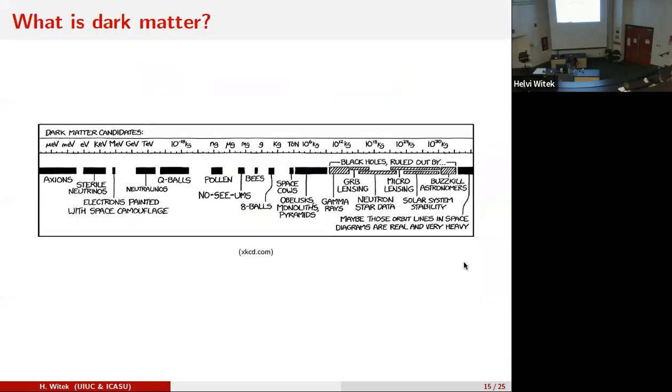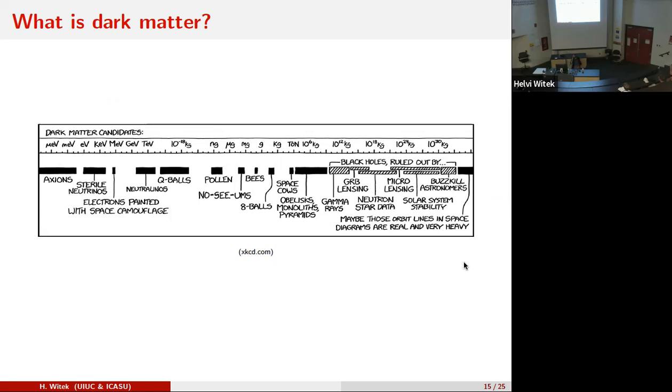And of course, there are many different ideas floating around. I decided to bring you a funny one from XKCD comics, where they show dark matter candidates all the way from micro-electron volts up to 10 to the 30 kilograms, which is like the mass of the sun. And there are a large number of candidates out there. The WIMP was one popular one. They suggest space cows. Well, it's probably not space cows.